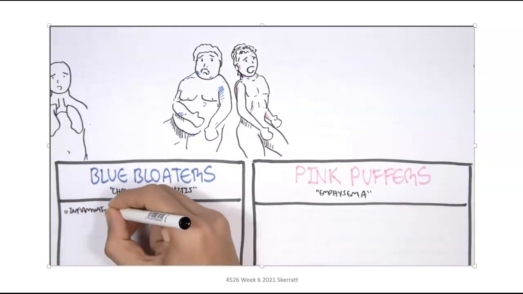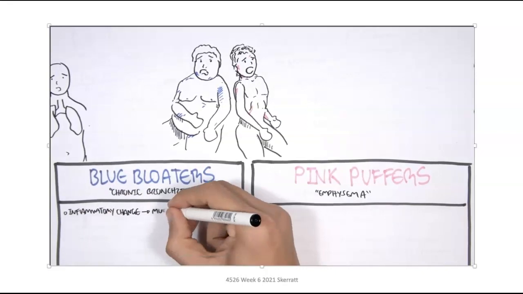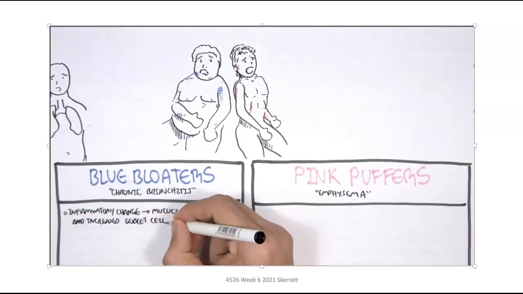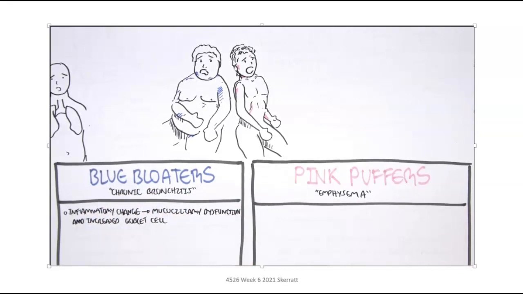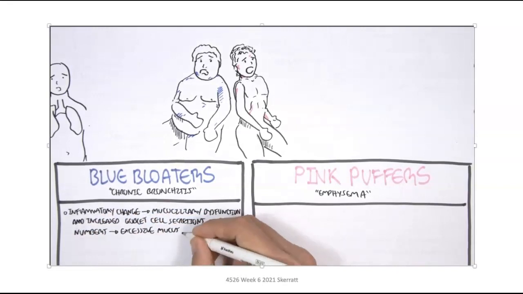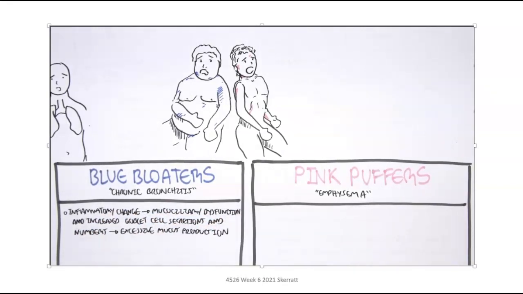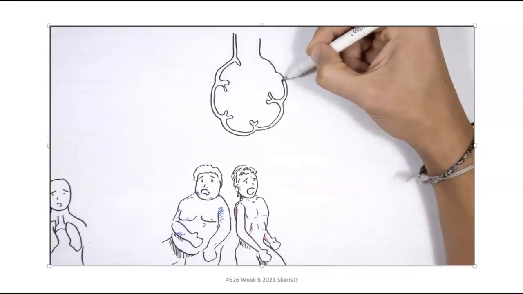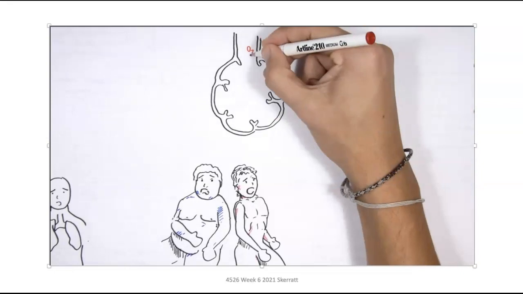So in chronic bronchitis, you have inflammatory change leading to mucociliary dysfunction and increased goblet cell secretion and numbers, which leads to excessive mucus production. So if we look at a normal alveoli, it has oxygen coming in and carbon dioxide going out, normal ventilation and perfusion.